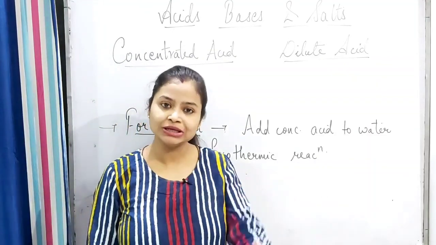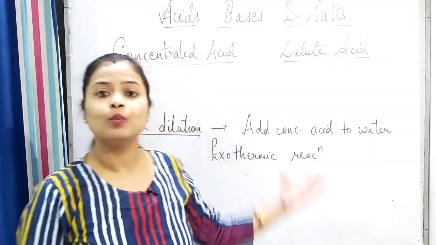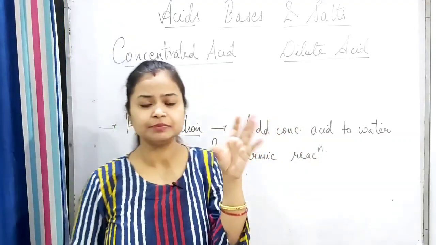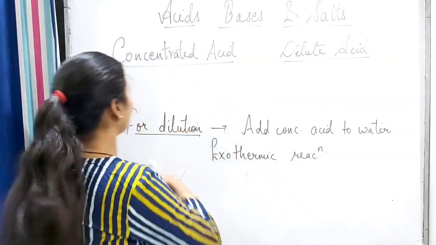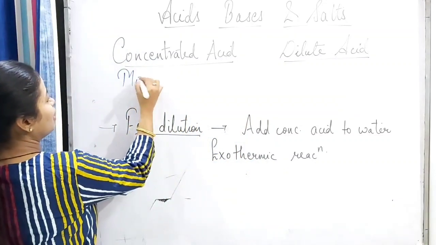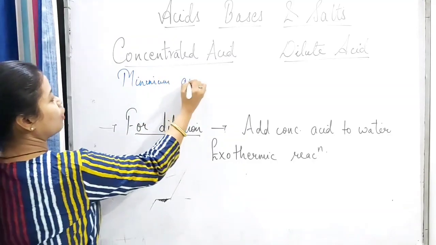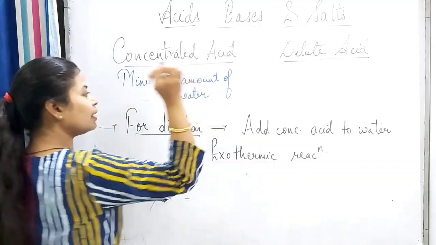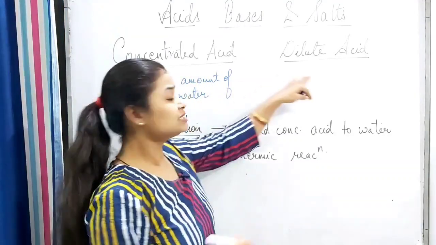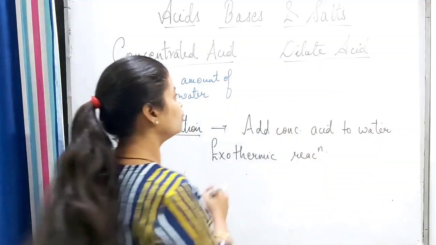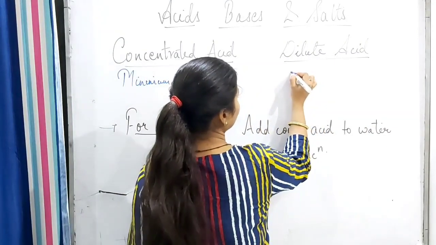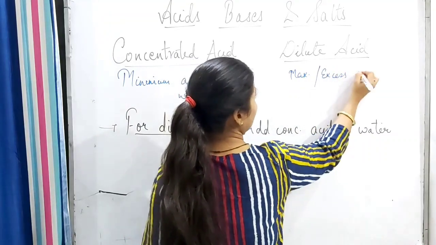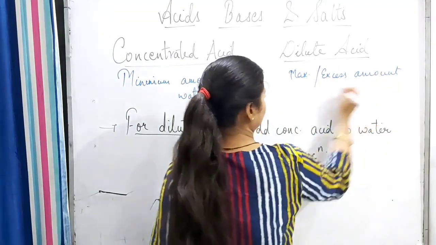Now let's see a few more terms related to acids. One is concentrated acid. Concentrated acid means one which consists of a minimum amount of water. The next term is dilute acid, which consists of a maximum, or we can say excess, amount of water.